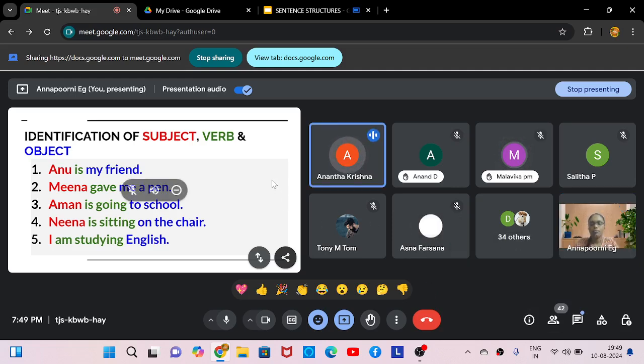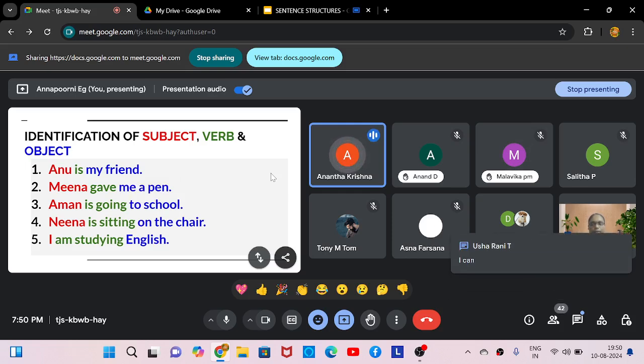Meena gave me a pen. So what is the subject here? Subject, Meena. Okay, what is the verb? Gave. It's not give, it is gave. Okay, gave is the past tense of give. Object, me, a pen. Very good.